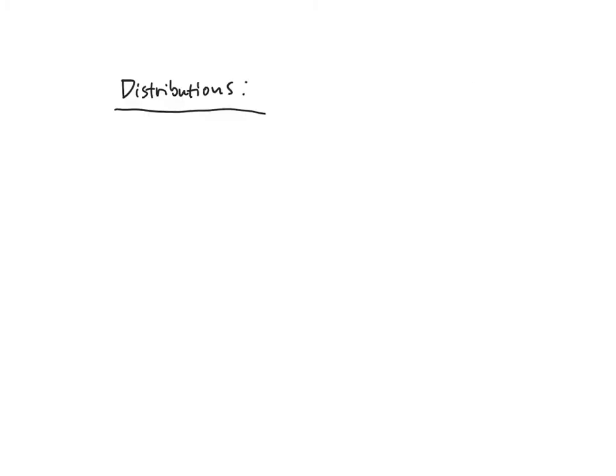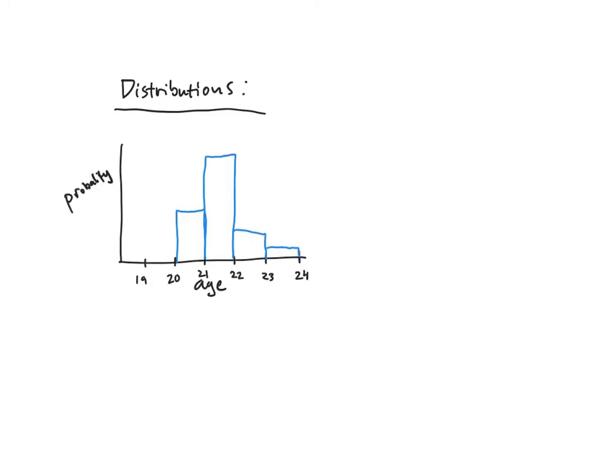Next, I would like to talk about distributions. And so I'm going to draw a distribution right now. Okay, so as you can see, I've drawn a so-called discrete distribution, and this is supposed to represent the probability of finding anyone of a particular age within our class, okay?